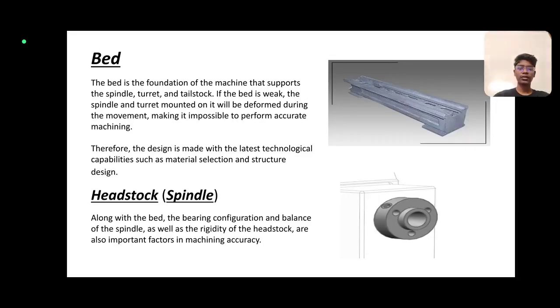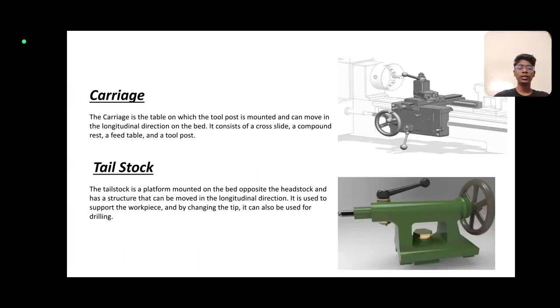First part is the bed. The bed is the foundation of the machine that supports the spindle, turret and tailstock. If the bed is weak, the spindle and turret mounted on it will be deformed during movement, making it impossible to perform accurate machining. Therefore, the design is made with the latest technological capabilities such as material selection and structure design. Second, headstock, which is also known as spindle. Along with the bed, the bearing configuration and balancing of the spindle as well as the rigidity of the headstock are also important factors in machining accuracy.